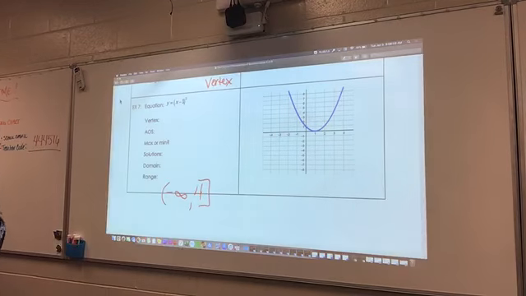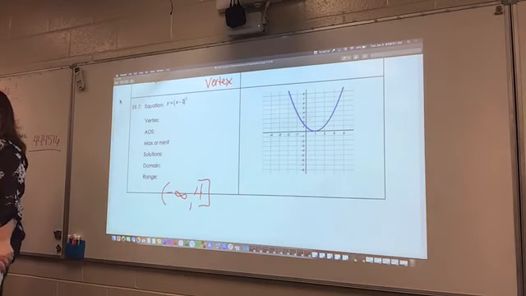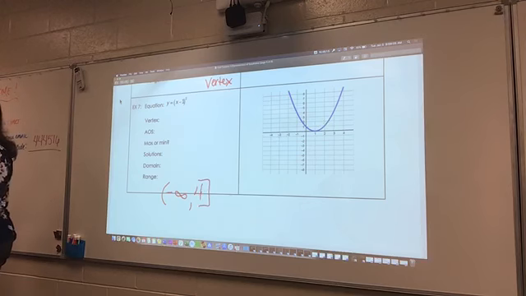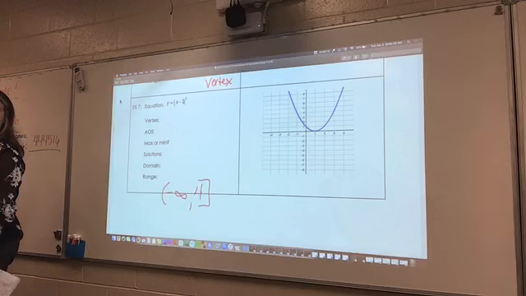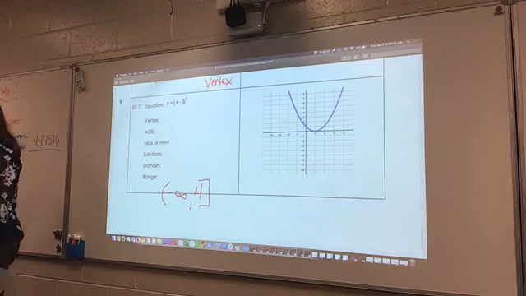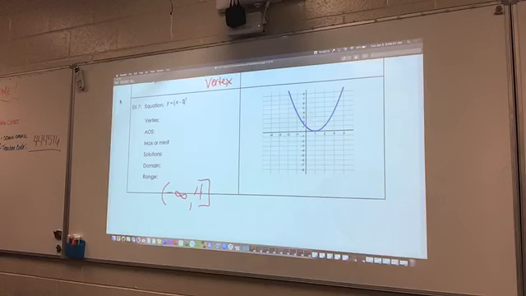Okay, so tomorrow, what do we have on the agenda? Oh, we're doing the solving. So we're going to be doing a couple different objectives on solving quadratics by factoring. So that's getting into some algebra stuff. All right. You guys are great, by the way.